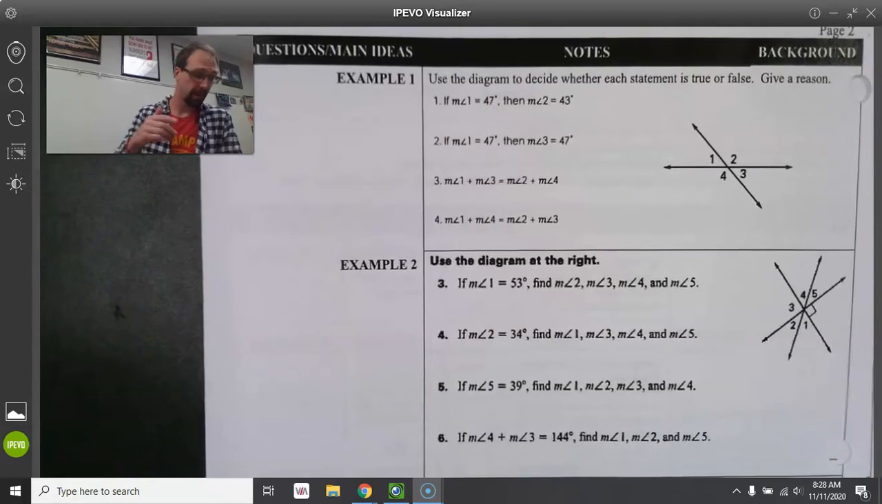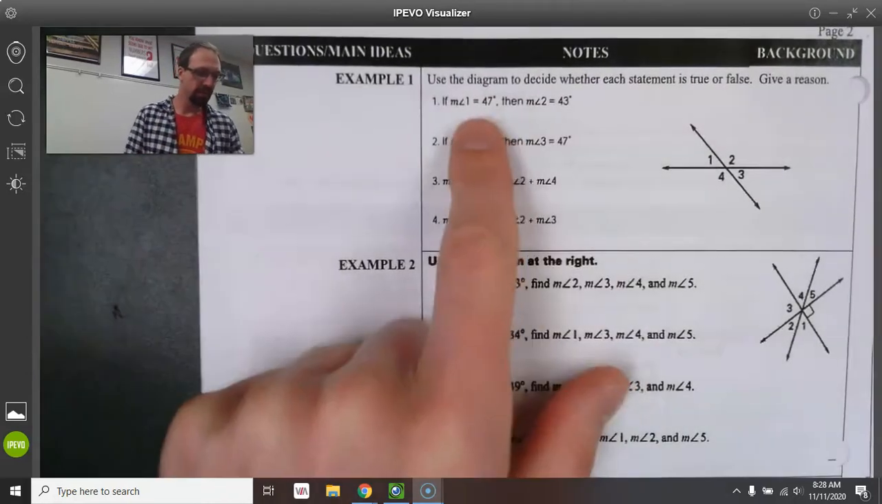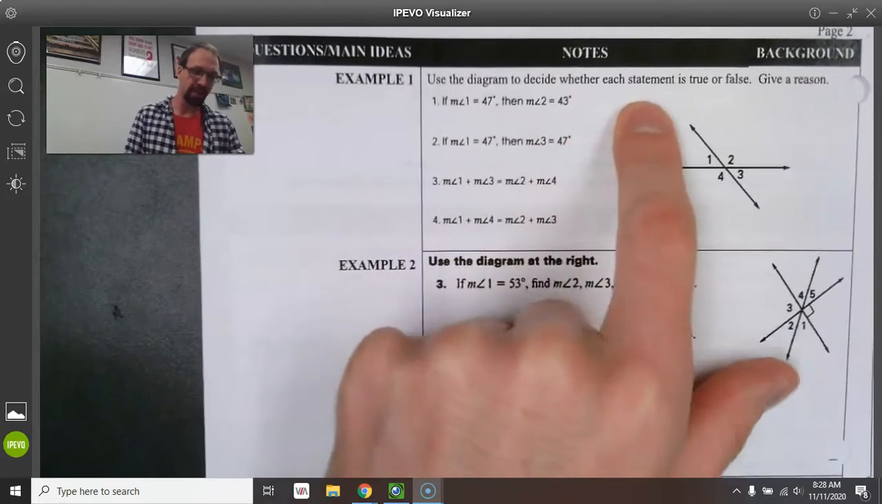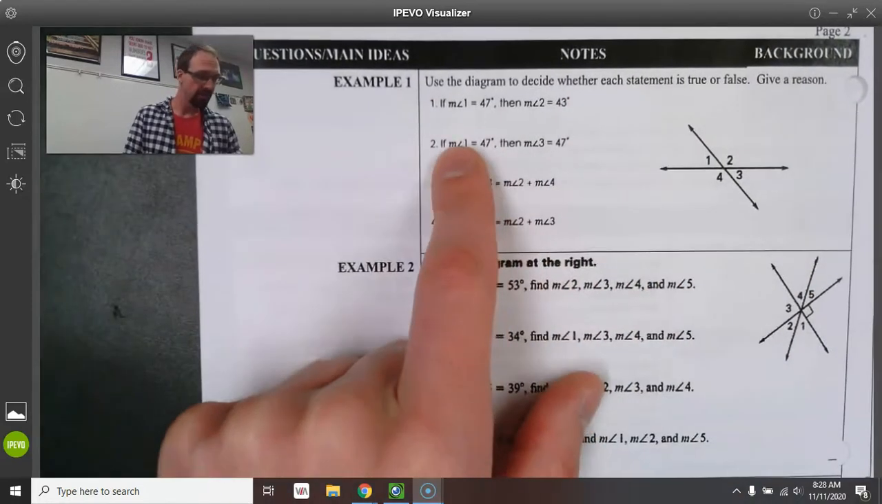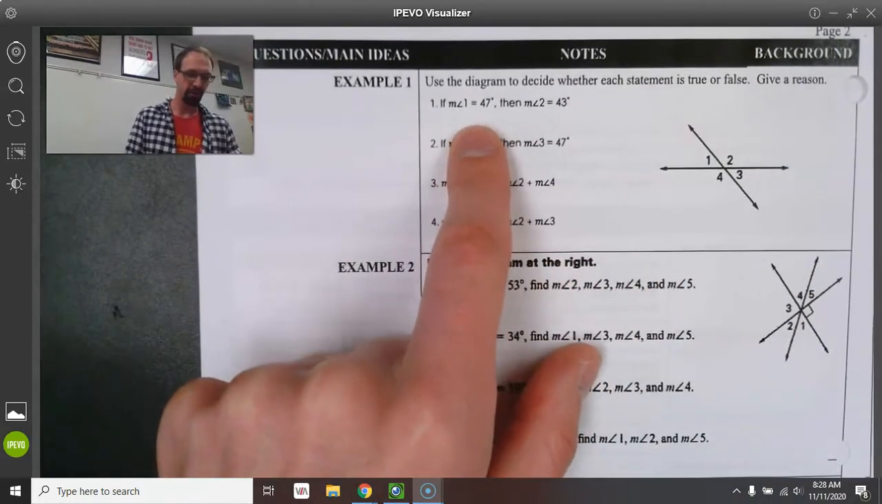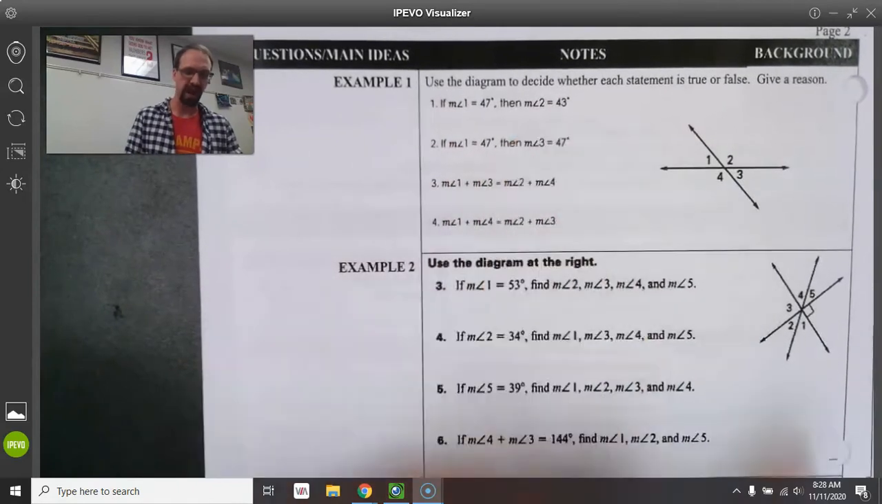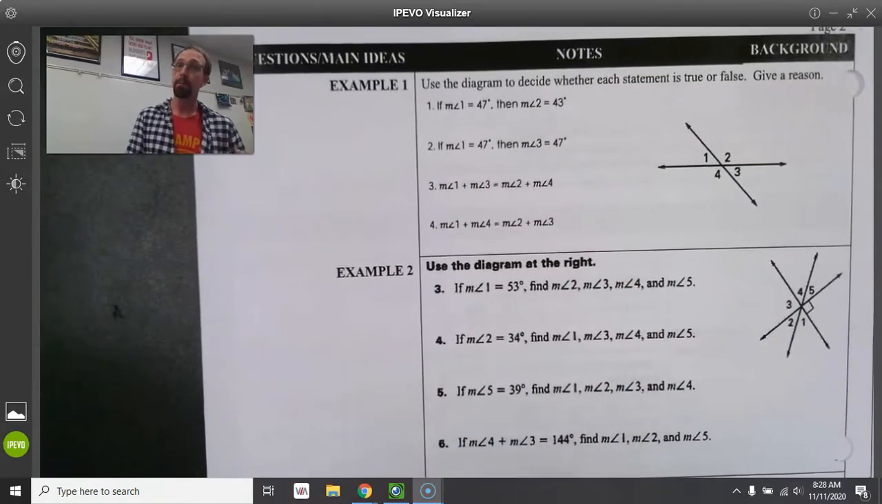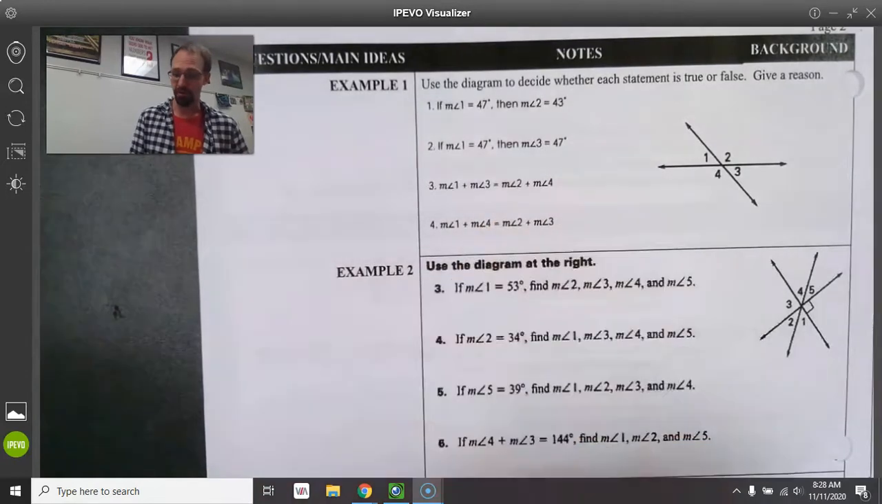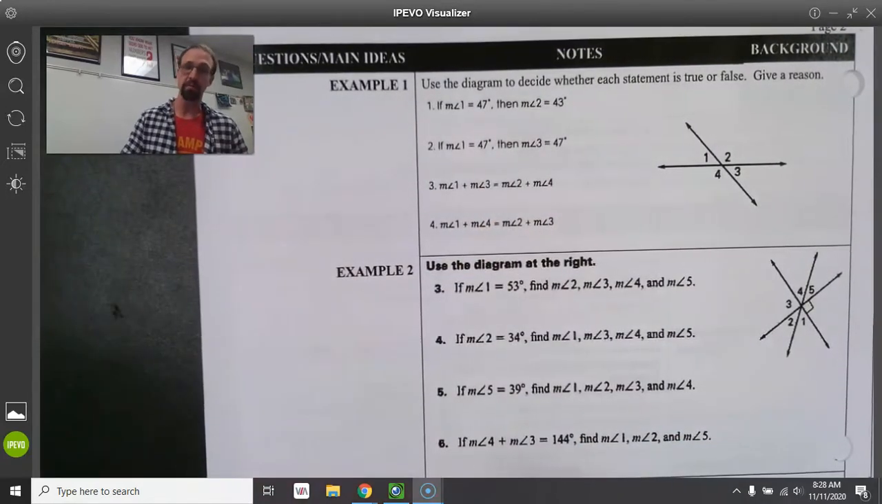Hi friends, welcome back. We're going to be talking about example 1. Use the diagram to decide whether each statement is true or false and then give a reason. So here I said measure of angle 1 equals 47 degrees, then the measure of angle 2 has to equal 43 degrees.